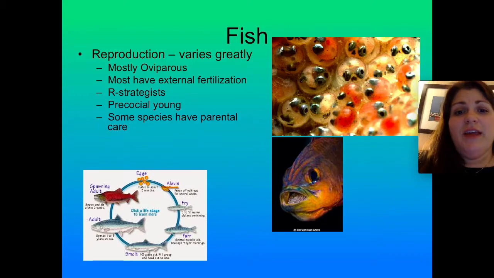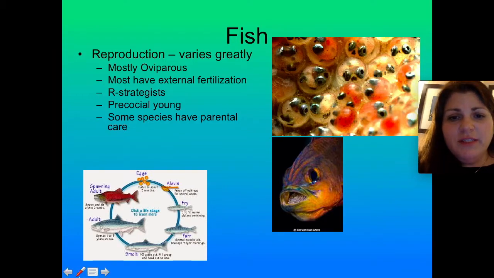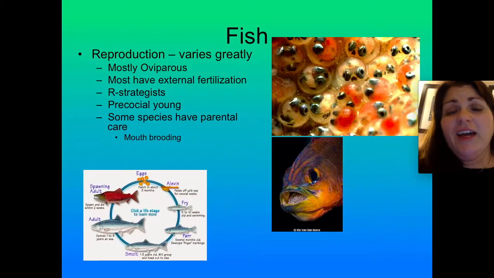However, there are some fish that have parental care. So this is a cichlid, and I don't know how well you can see it in the picture, but those are its eggs in its mouth. So this is what we call a mouth brooder, which means that the larvae develop in their mouth, so they give a little bit of protection. Other fish, like sharks, actually do protect their young, and sharks have internal fertilization. So there's quite a bit of variation.